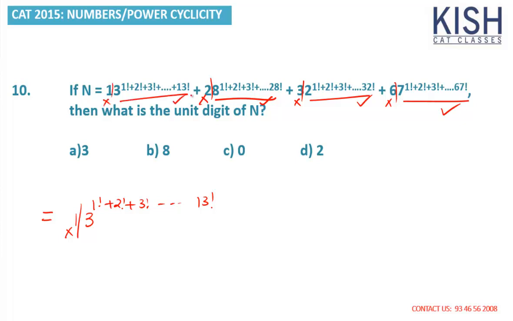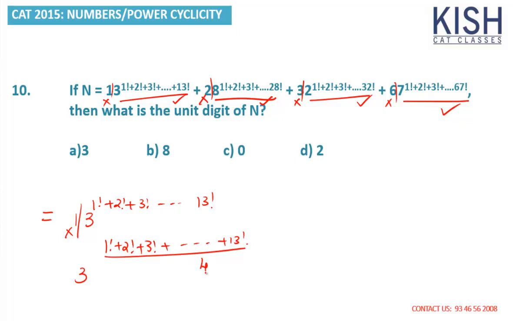Now, what we need to know is that whenever 3 is raised to some power, we are going to get 4 different unit digits. To find the exact unit digit, we need to divide the power by 4. That is nothing but the number of unit digits that we get. Now, that is nothing but 3 power (1 factorial plus 2 factorial plus 3 factorial and so on up to 13 factorial). That is by 4.